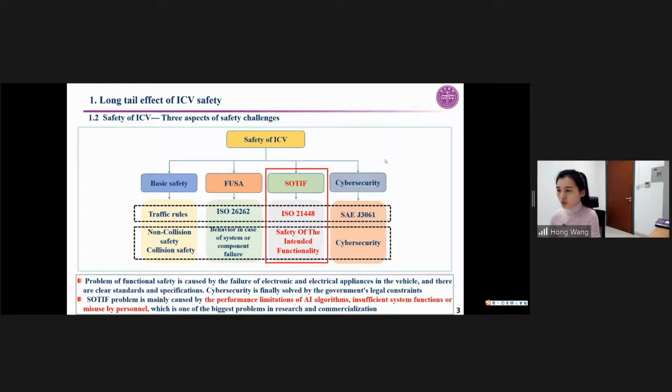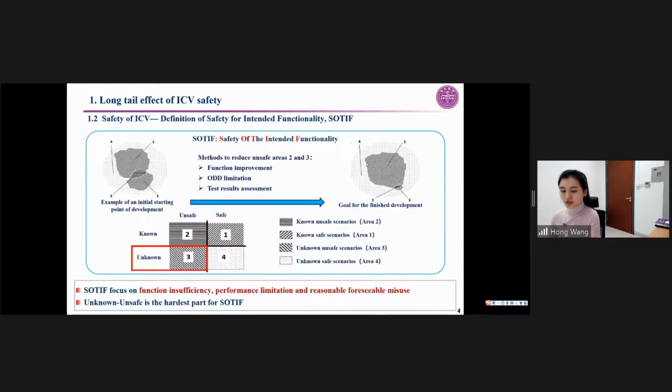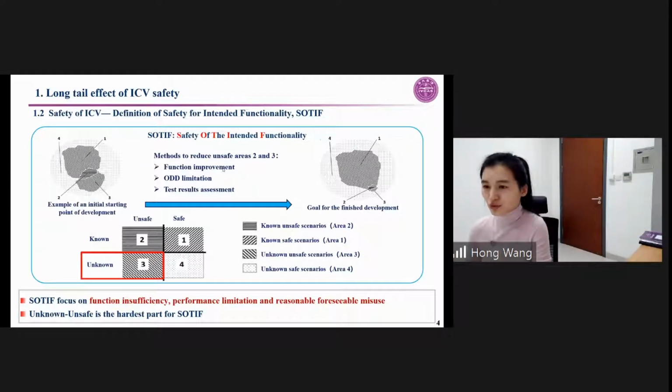So what is SOTIF? The safety of the intended functionality, in ISO 21448, has a clear definition. In this standard, we try to reduce the SOTIF challenges through three aspects of effort. The first one is functional improvement. The second one is operational design domain limitation. And the third one is test result assessment.